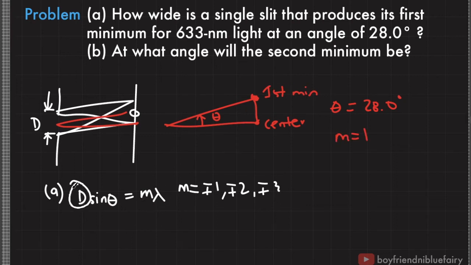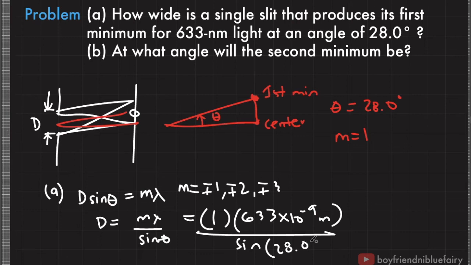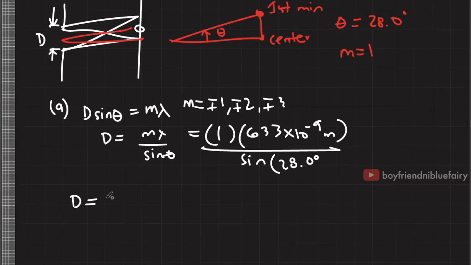Our target variable is the width of the single slit, so I'll rewrite this in terms of d. D equals m lambda over sine theta. M here is 1 because this is the first minimum, and lambda is 633 nanometers divided by sine 28.0 degrees, and I'll end up with d equals 1.35 times 10 raised to negative 6 meters.